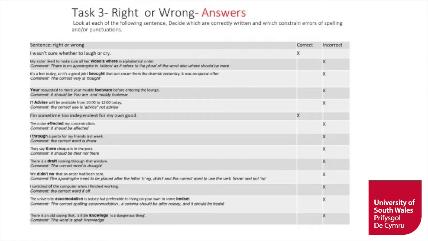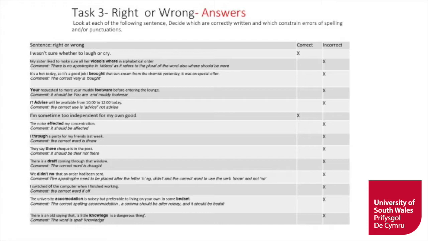So here are the answers to the right or wrong task. As you can see, the first one was correct. The second one is incorrect. The incorrect area was that it didn't need to be an apostrophe in videos, as it refers to the plural of the word, and where should have been were. The third one, brought, is incorrect. It should have been bought. So hopefully you picked up on that one. The next one was also incorrect. It should have been you're, and muddy footwear. The spelling of footwear is incorrect.